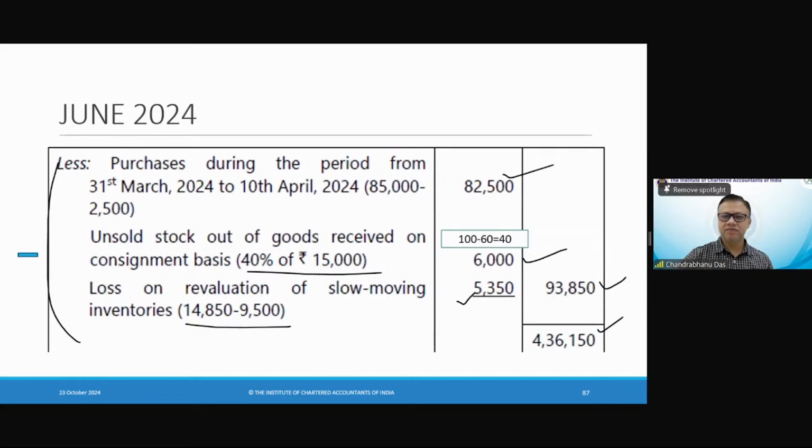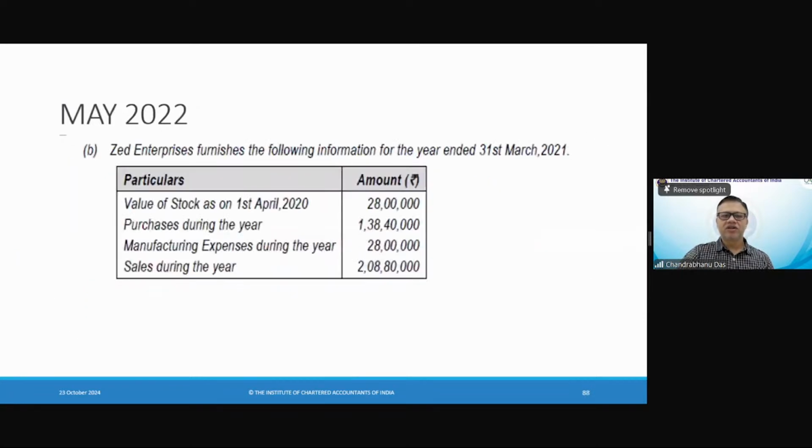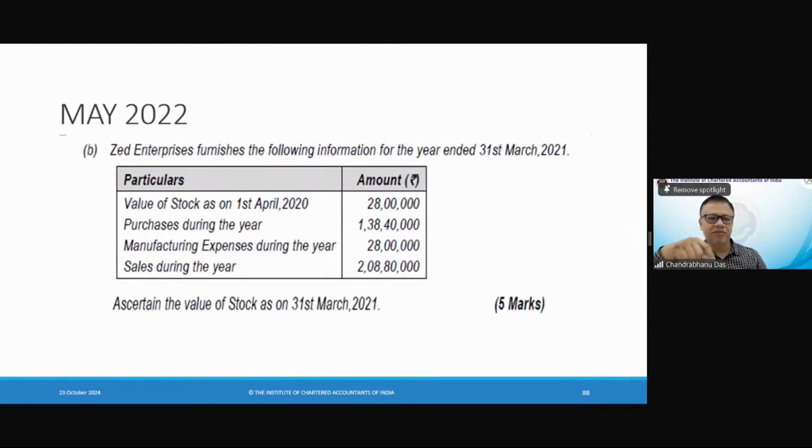So I think it is clear to all of you. This is a 5 marks question. We'll go to May 2022. This is also a 5 marks question. There is another question which is of 8 marks. We'll see to it later. So it depends on how much information they give. Accordingly, if the information is more, the marks awarded is more.